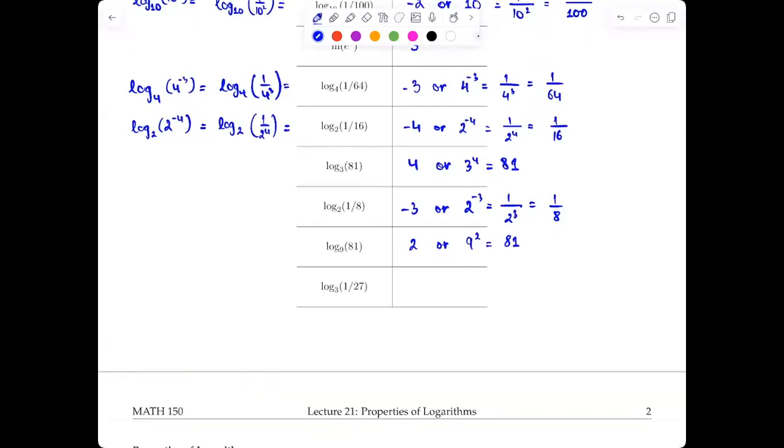And what about the last logarithms? All right. What is this equal to? -3. So you get a gist of this? Okay. So -3, or 3 to the -3 is 1 over 3 cubed. Or this is 1 over 27. Okay. So these are some basic calculations of logarithms.